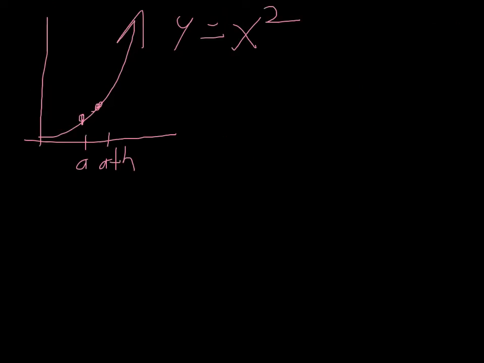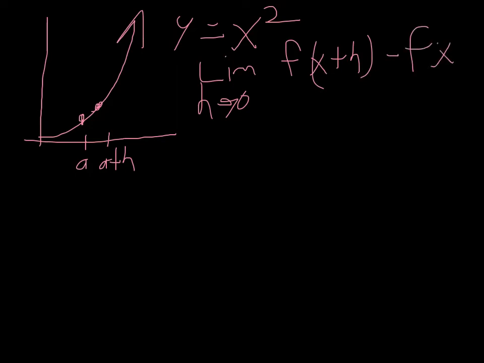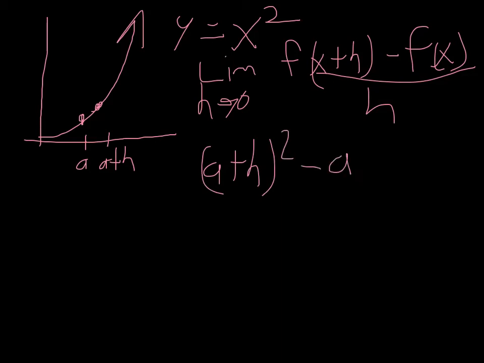So I'm going to plug in a and a plus h into the formula that we used before, and that formula was the limit as h approaches 0 of f of x plus h minus f of x all over h. So if I plug in a for that, it is going to be a plus h squared minus a squared over h, and the limit, can't forget that.